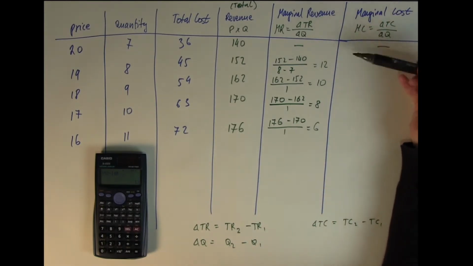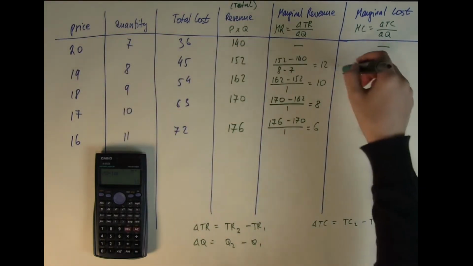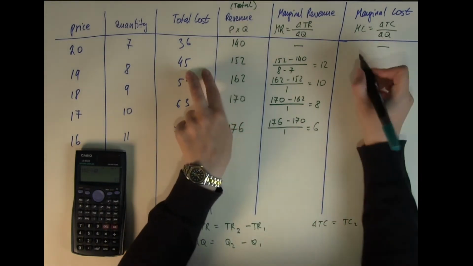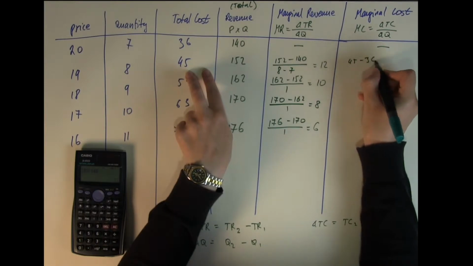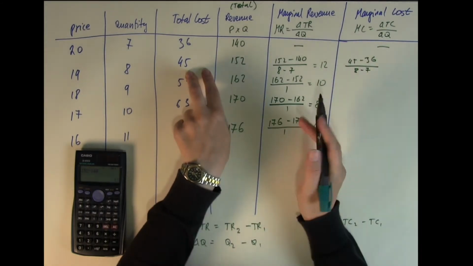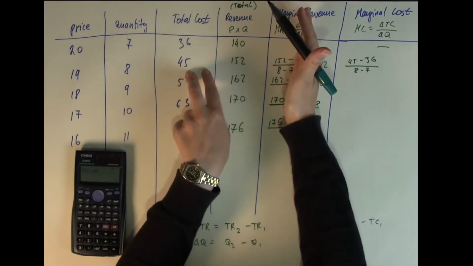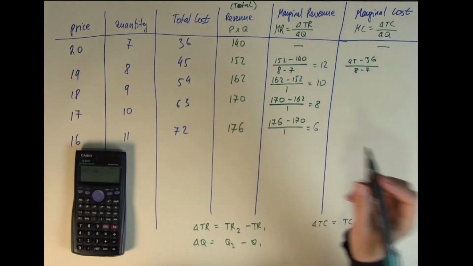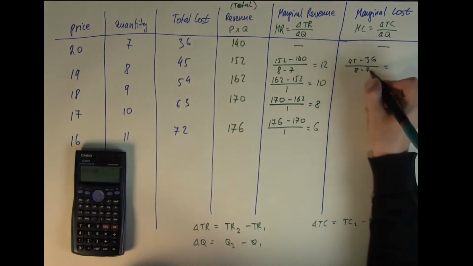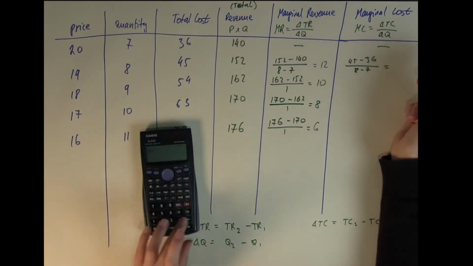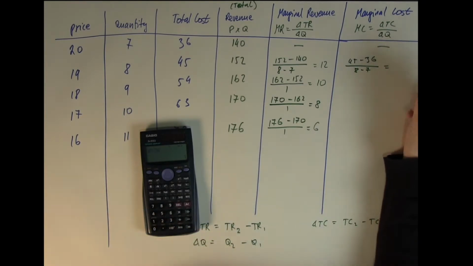So I can calculate the marginal cost first for this row. The change in total cost is 45 minus 36, and that again needs to be divided by 8 minus 7. Well, the change in quantity, just like in the marginal revenue calculations, is always 1, because the quantity only grows by 1. So I will have to do the division by 1, which will be just equal to the difference. So what's the difference between 45 and 36? Well, that is 9. 9 divided by 1 gives me 9.